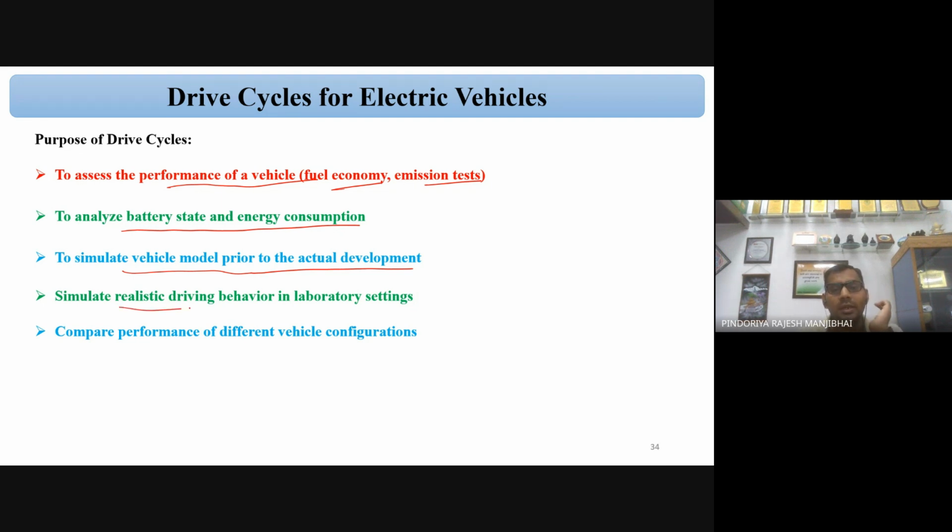Simulate realistic driving behavior in a laboratory setting and compare the performance of different vehicle configurations. Suppose we have a Tata vehicle and a Mahindra vehicle, correct? So how can we compare? Maybe the comparison is cost, maybe facilities, maybe mileage, but technically we can say comparison based on the driving cycle. So that's why the driving cycle was introduced in the market.